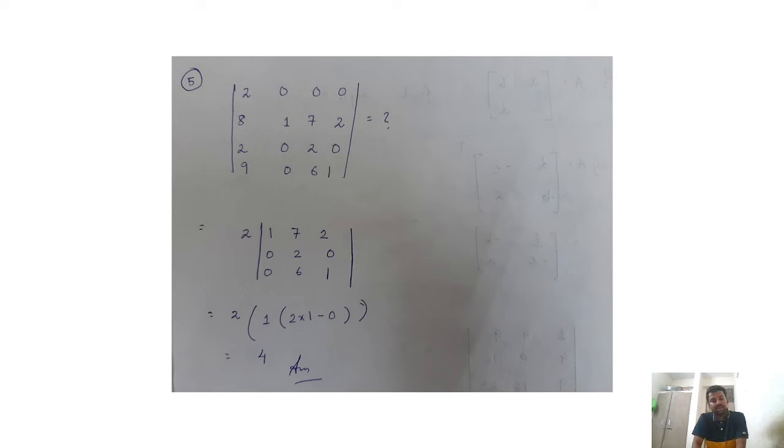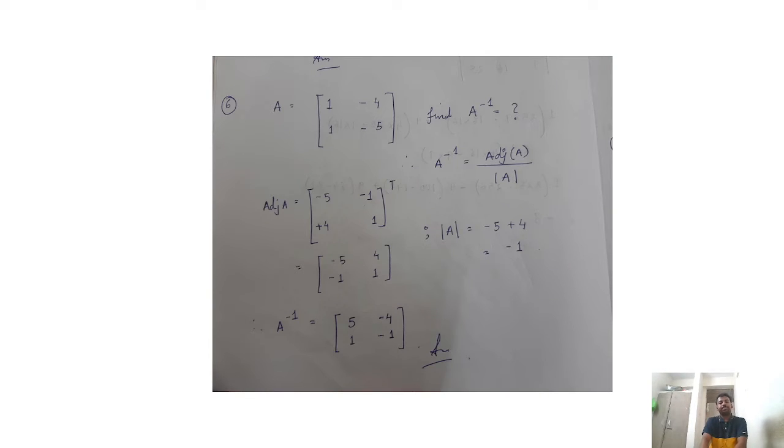1 7 2, 0 2 0, 0 6 1. Then find the determinant for this matrix, take the 2 in this matrix, and close the first row, close the first column, that's 2 into 1 minus 0. So ultimately we have the determinant for this matrix equal to 4. Okay, this was relatively a very simple problem that we had. Now let me have another problem.